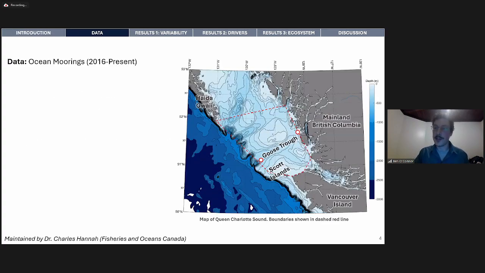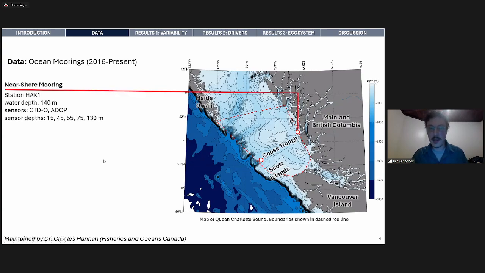The primary data set for this work comes from a set of ocean moorings that have been deployed from 2016 until the present. The first I'll refer to as the nearshore mooring, which is located near the head of Goose Trough here, near the coast, at Station Hack 1. It's equipped with sensors deployed at 5 different depths listed here.